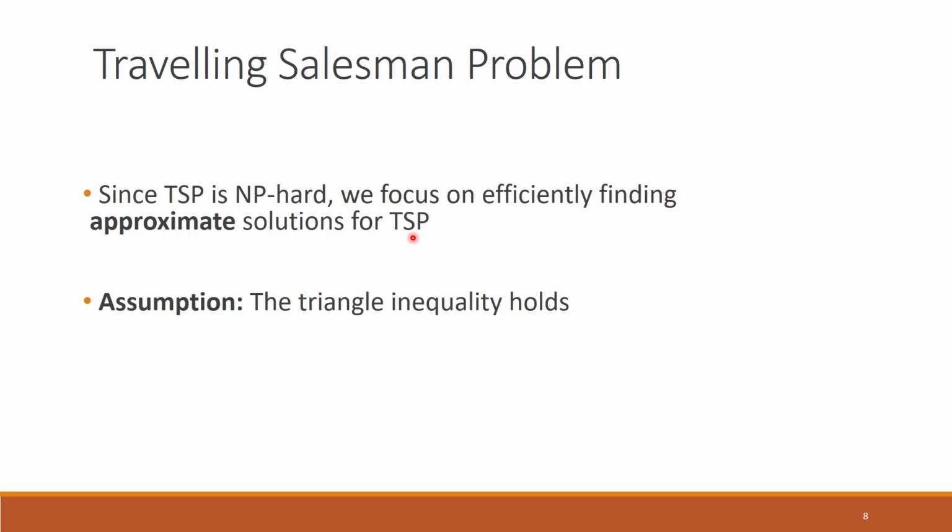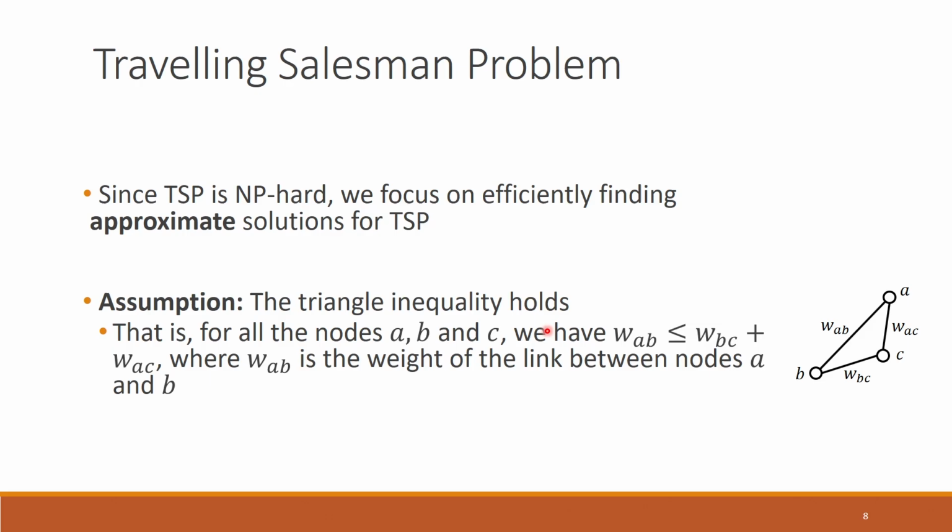What we will be doing is, let us assume that the triangle inequality holds. Under this assumption, we will be providing an approximation algorithm for this traveling salesman problem. So let us see what the triangle inequality means here. If you have this triangle, then the triangle inequality says that the weight of the link AB is less than or equal to the sum of the weights of links BC and AC. Okay. So this is the triangle inequality.